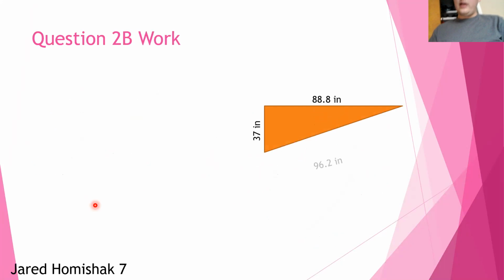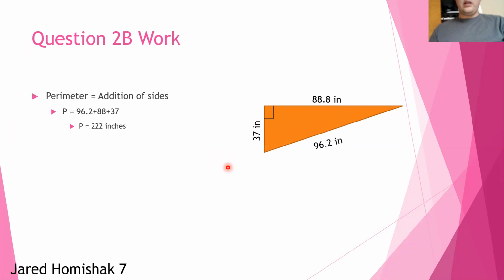Let's do it again with another triangle. This one has side lengths of 88.8 inches, 37 inches, and 96.2 inches. And of course our right angle. Once again, perimeter is just adding the sides, so 96.2 plus 88.8 plus 37 is all going to add up to 222 inches. And that should have 88.8 in your PowerPoint slides if you are taking notes.